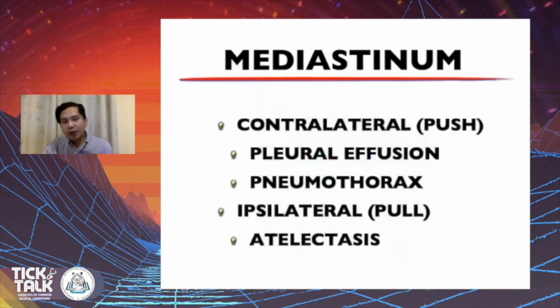What else do we look for in the mediastinum? Midline structures. This is a very important aspect in the chest X-ray, because from here you will sometimes see what the lung pathology is by the deviation of the trachea and the midline structures in the mediastinum. Contralateral shift of the trachea and midline structures would almost always signify pleural effusion or pneumothorax. Ipsilateral or same-side pull would almost always signify atelectasis. We will explain further.